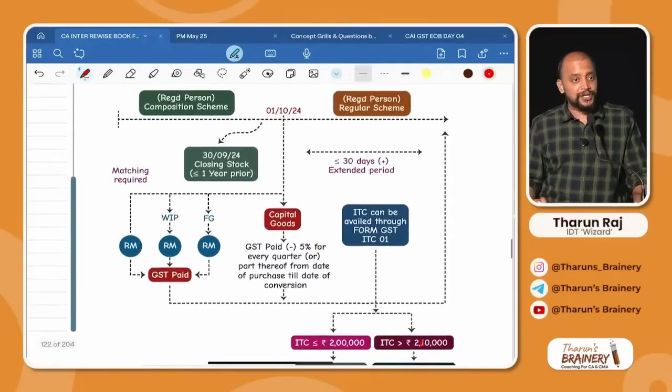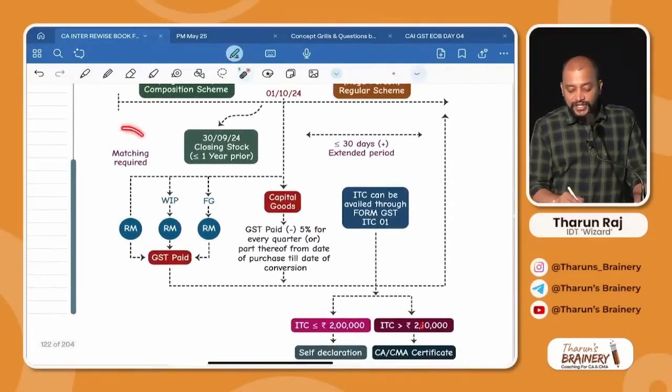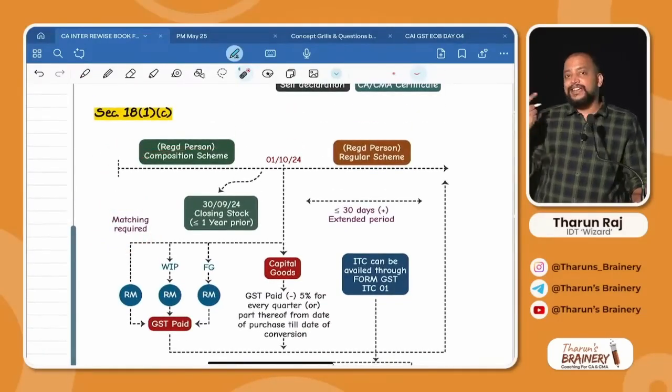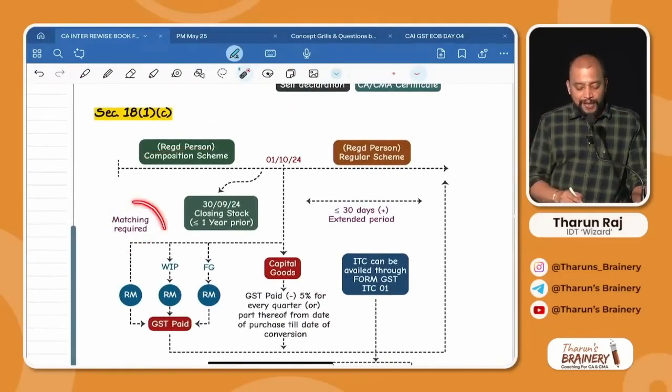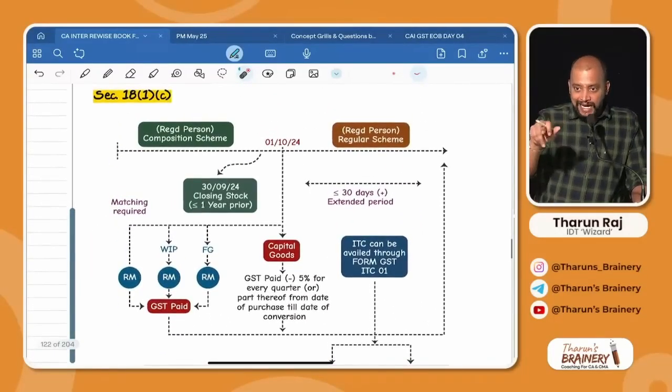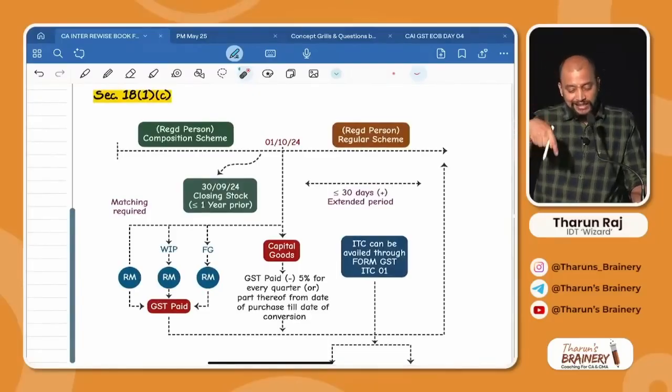Matching required or matching not required? Definitely matching is required because he is a registered person. So at the time of purchase, he will give his details. So therefore matching is required in this case. Now tell me, what is the difference you can find between this chart and previous two charts? Previous two charts versus this.